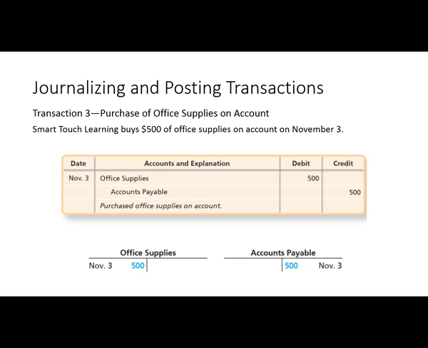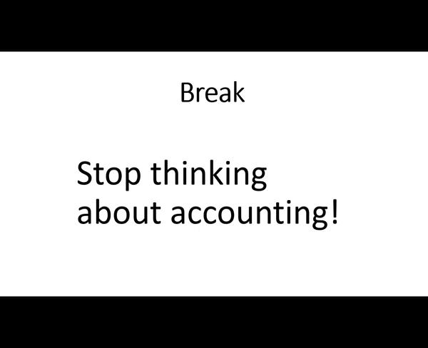Again, all we're doing is looking at the same transactions that we looked at in chapter 1, only instead of looking at them in respect to the accounting equation, we're using debits and credits to enter these entries. We're going to take a break now, and then we're going to come back and do some more transactions before we do our next set of worksheets.